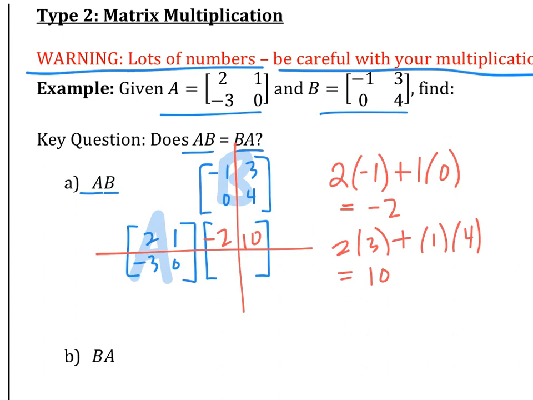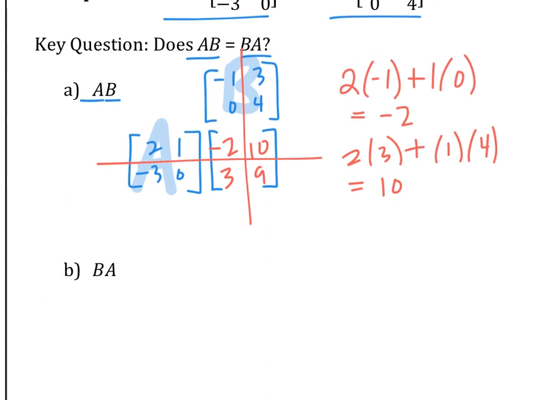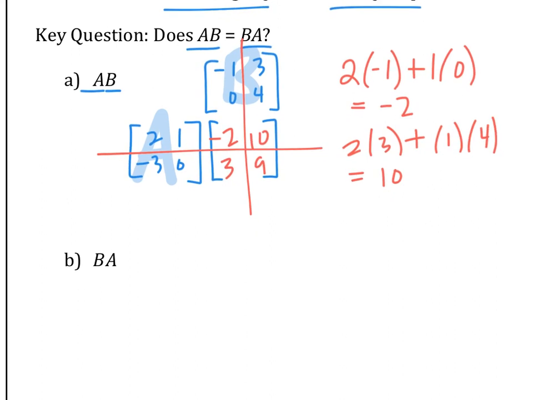So -3 times -1 is 3 plus 0, so 3 there. Negative 3 times 3 is 9. 9 plus 0 is 9. Okay, so A times B is going to give me this matrix. Let's try B times A. So I'm going to put B on the bottom, negative 1, 3, 0, 4. And then the A matrix, 2, 1, negative 3, 0.